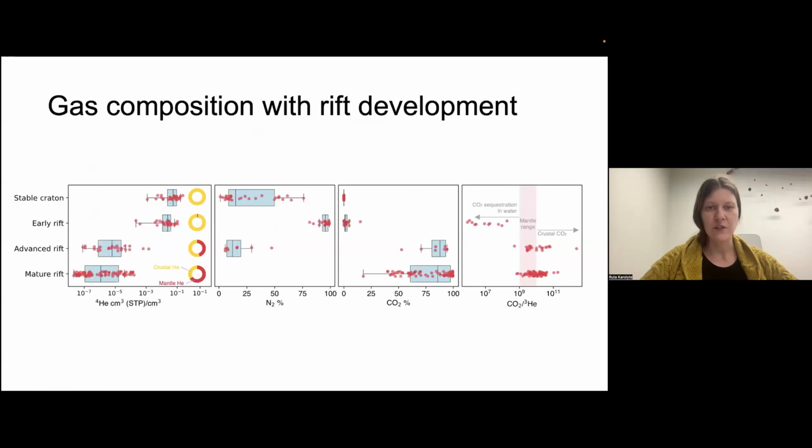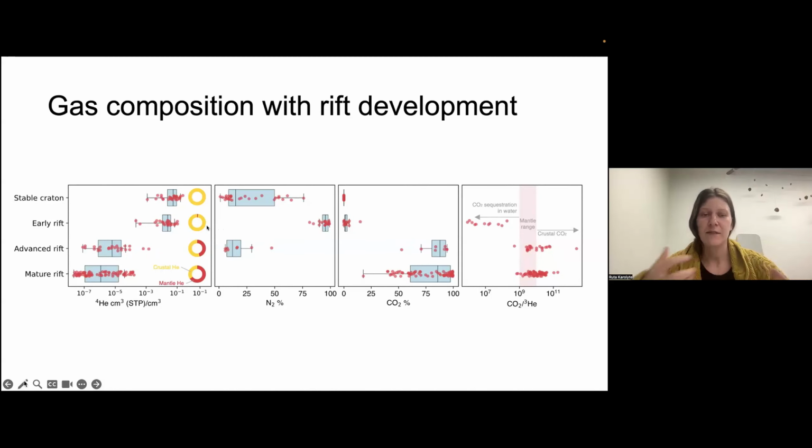Generally then, looking at how gases of hydrothermal fluids change with the development of a rift, this is a summary compilation of geochemical signatures of various parts of the East African Rift and how they change as the rift matures. At the earliest stages of rift initiation, we tend to have nitrogen-rich gases with a high helium percentage, and most of it is coming from the crust. They tend to have very little CO2.